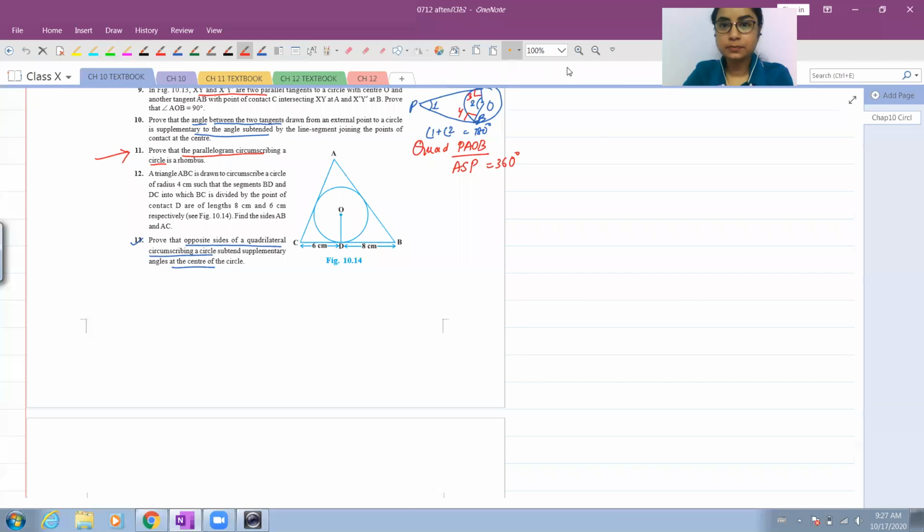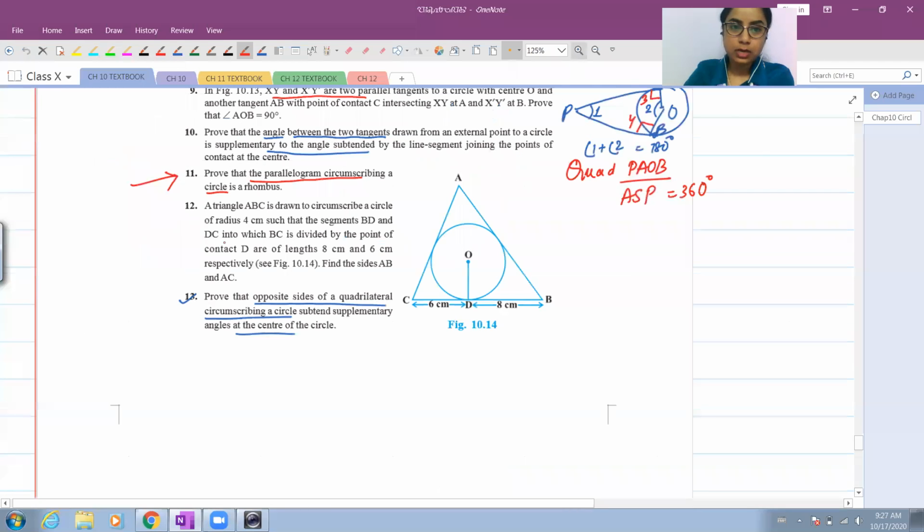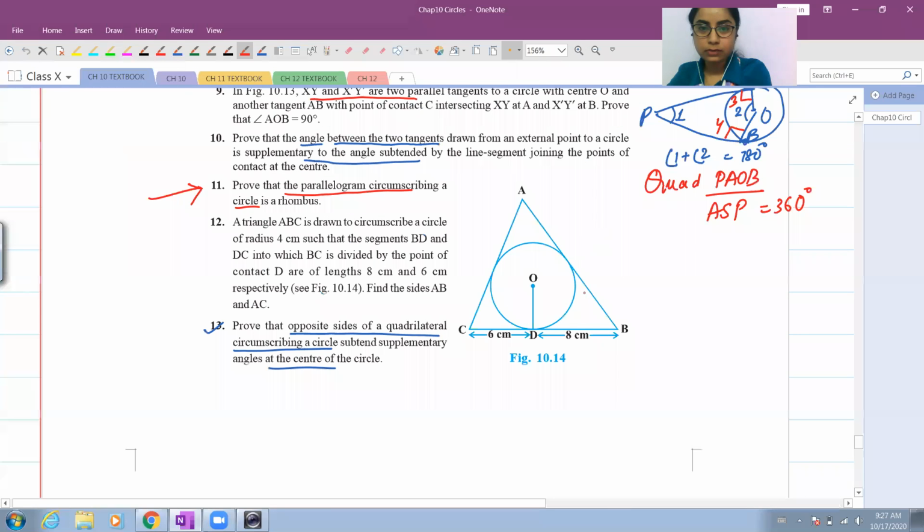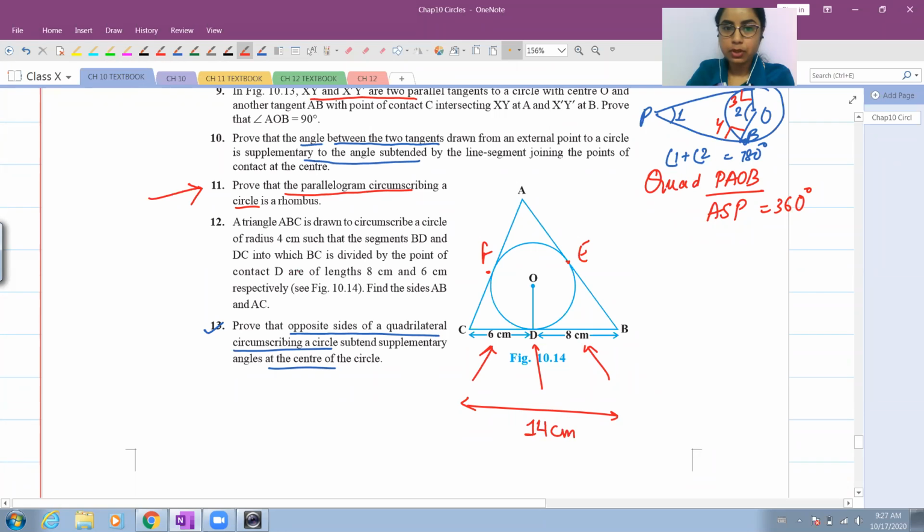Question number 12. It's an application based question now. A triangle ABC is drawn here, which is circumscribing a circle. As you can see, the sides are tangents to the circle. One of the points of contact is marked as D. You can mark the others as E and F if you want. And then the side BC is tangent in such a way that the parts of side BC are divided in two segments. One of them is 6 and one of them is 8. That means the total length of this side will be 14 centimeters. You have to find out the lengths of sides AB and AC.